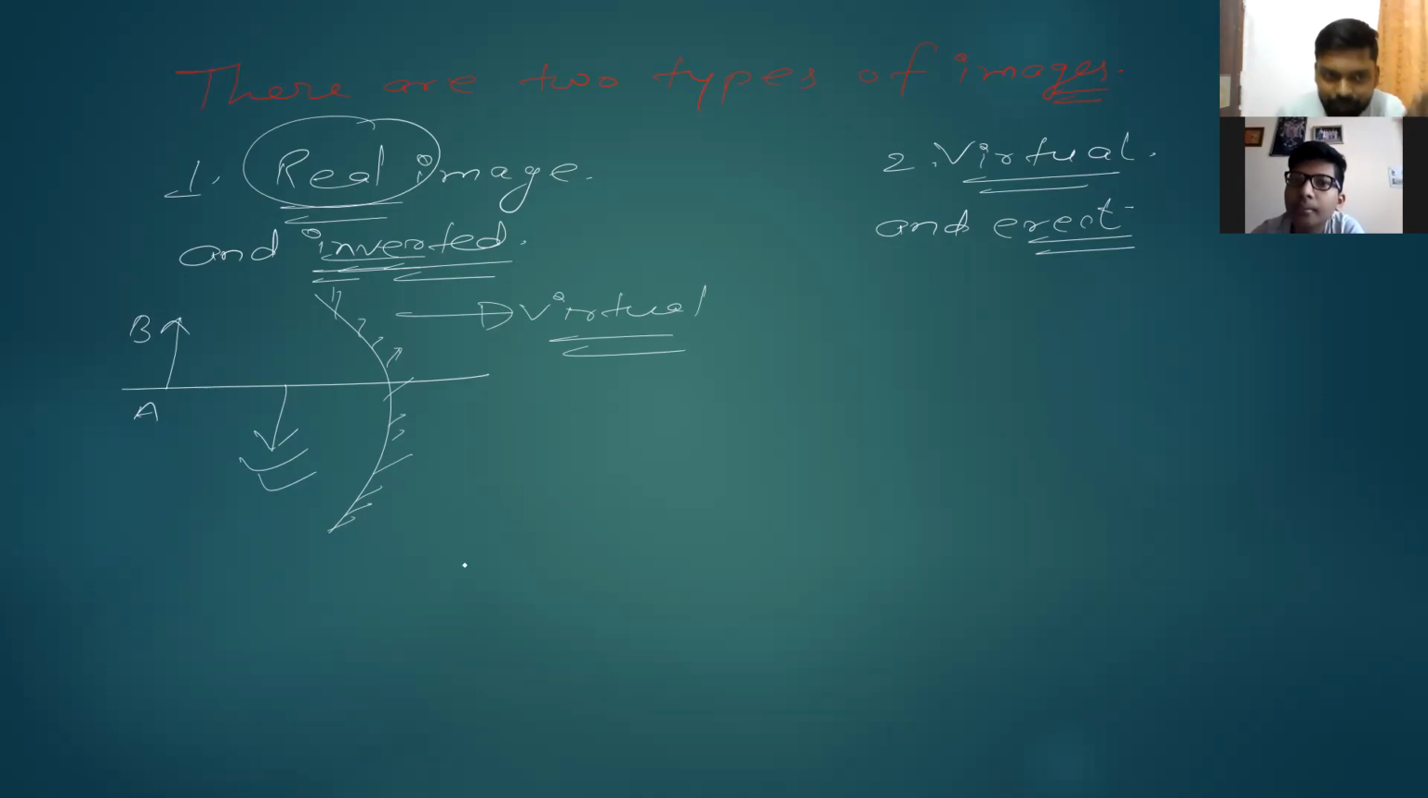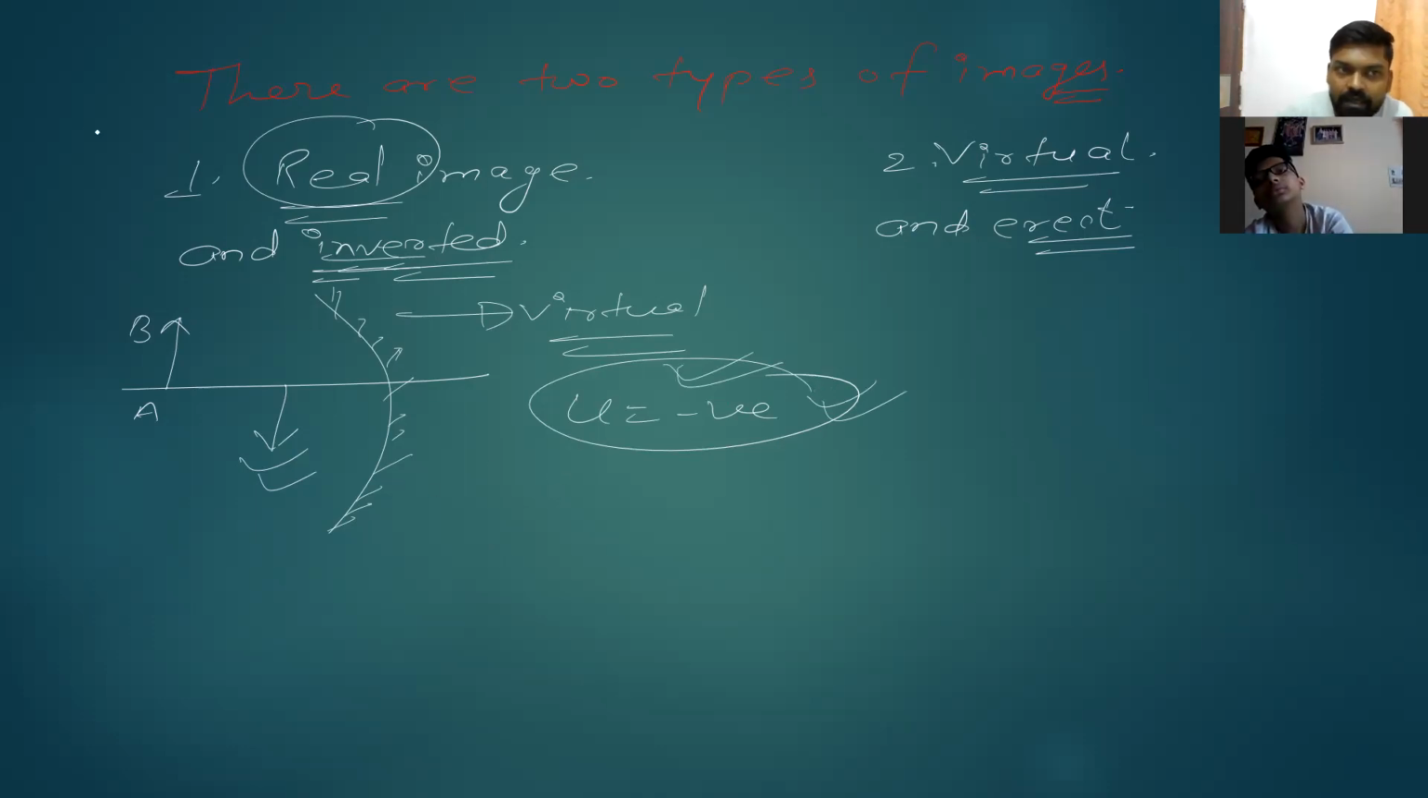ओके. सो बाय दिस ऑल वी कैन अंडरस्टैंड that u is always negative in general. U is always negative because object should be kept at the left side of mirror, so u will be negative for all. So remember this point, u is always negative. Okay. Yes, sir. Okay, now what about v?